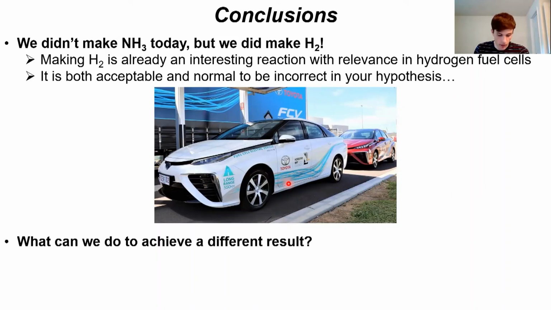Finally, the last thing that we can do is try to think about what we could have done differently in our experiment to achieve a different result. Can anyone think of other things that we could have tried and parts of the experiment that we could have tweaked to try to get a different result?